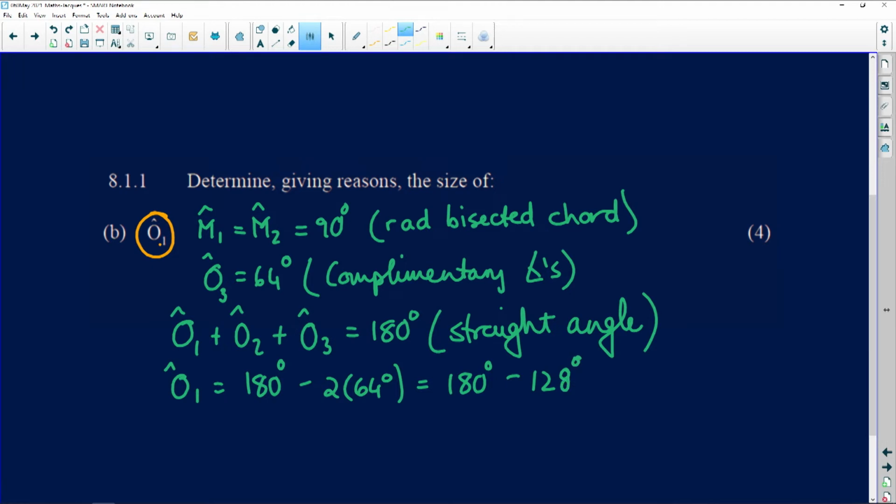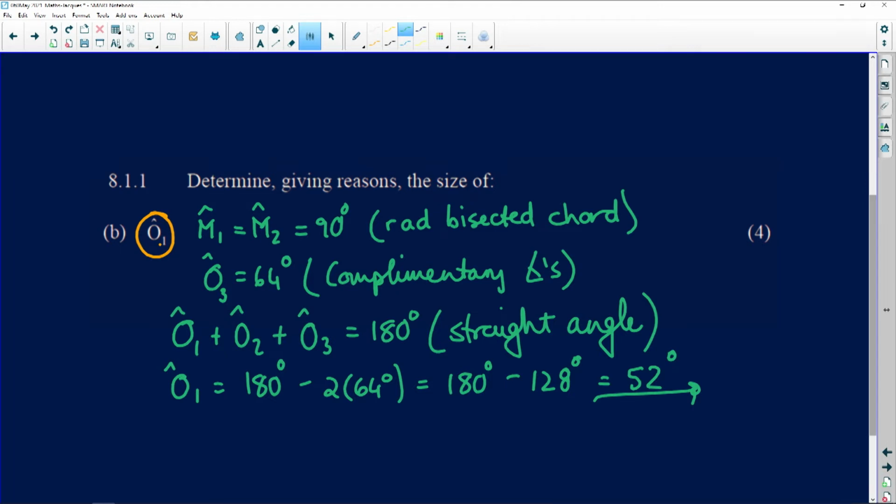And that gives us 180 minus 128. And folks, that then gives us what? If I take 180 and I take 128 away from it, let me just make sure that I don't make a stupid mistake, it is 52 degrees. So we've got O1. O1 is 52 degrees. Nice.